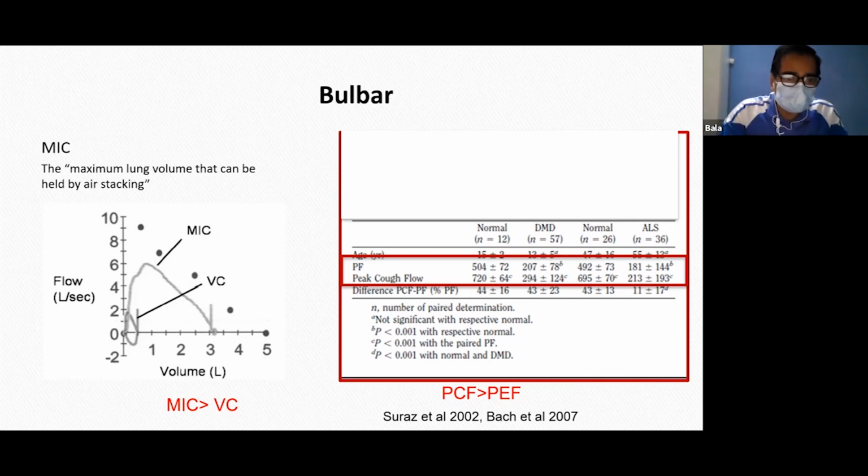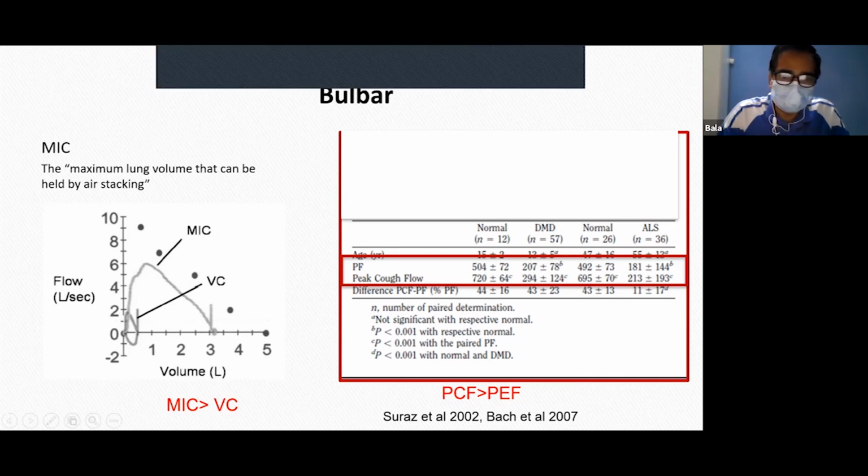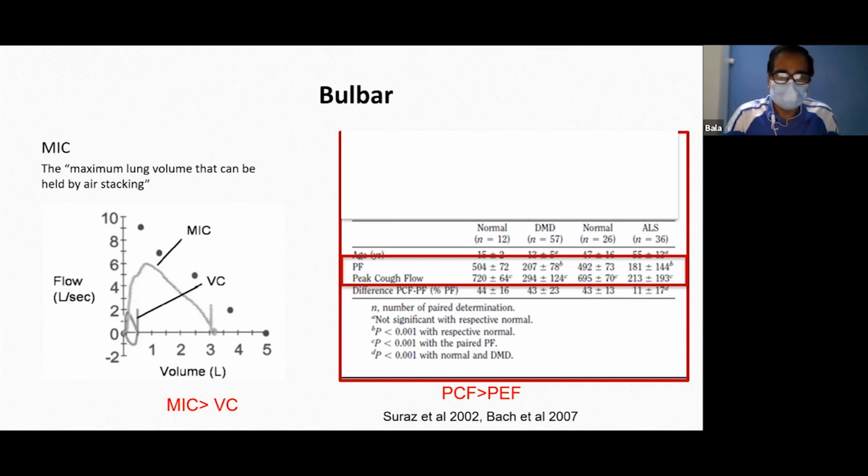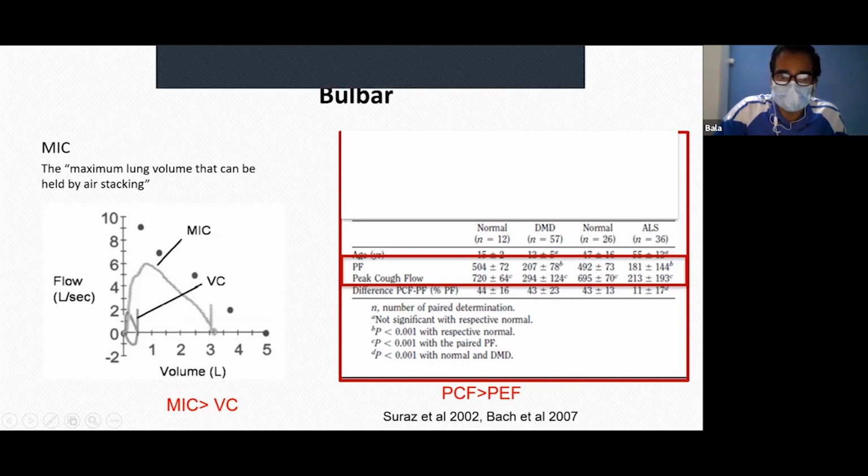Okay, on your left-hand side now, I'm just going to talk about MIC. I'm just going to introduce this because later I'm going to use this word in my slides. MIC is the maximum lung volume that can be held by air stacking. So this is another way to assess bulbar. I'll just go through this graph here. We are measuring vital capacity and MIC.